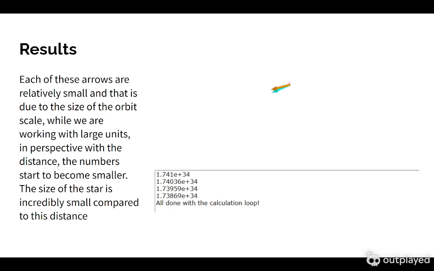Results. This is what my final screen looked like. Each of the arrows is kind of small, which scared me at first, but then I realized we were working with really large units, and in perspective with the distance, the numbers start becoming a lot smaller because the size of the star is incredibly small compared to the distance. So when you take that into account, it makes sense that the arrows are relatively small.